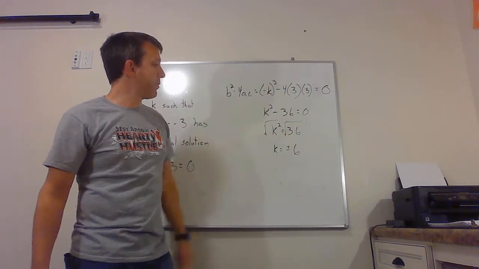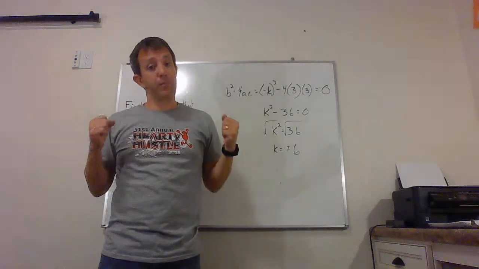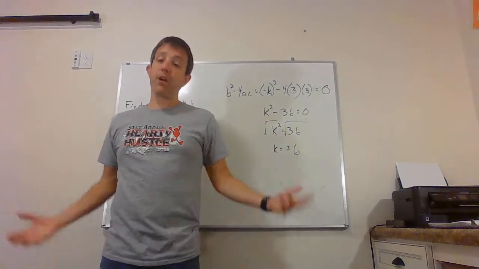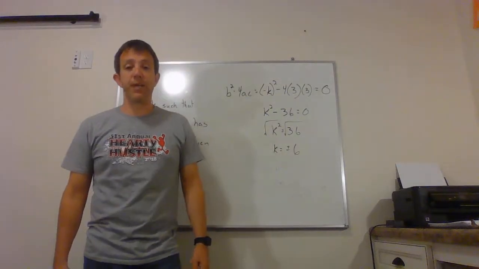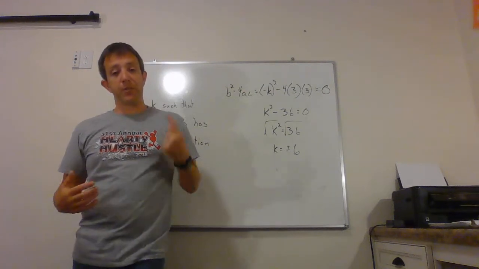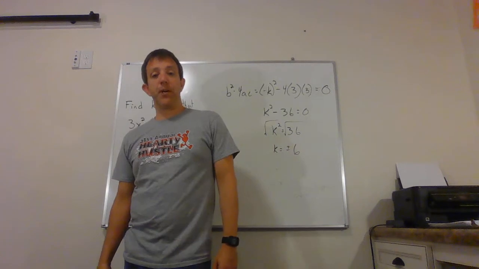I take the square root of both sides, get rid of that square, and I don't forget that when you take a square root to solve an equation, you do get a plus or minus. So there are two potential values here for k that would make this work. Either positive or negative 6 will supply us with just one rational solution. So that's exactly what we want.